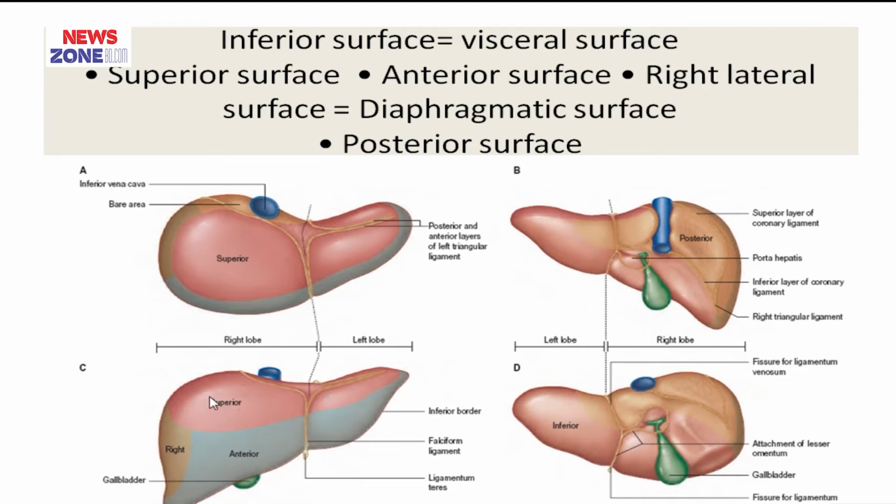And these are the superior surface, the right lateral surface and the anterior surface. These surfaces are covered by the diaphragm. So these three surfaces together are also known as the diaphragmatic surface, and this is the posterior surface. The posterior surface is also identified by the presence of the inferior vena cava, that is the groove for the inferior vena cava.